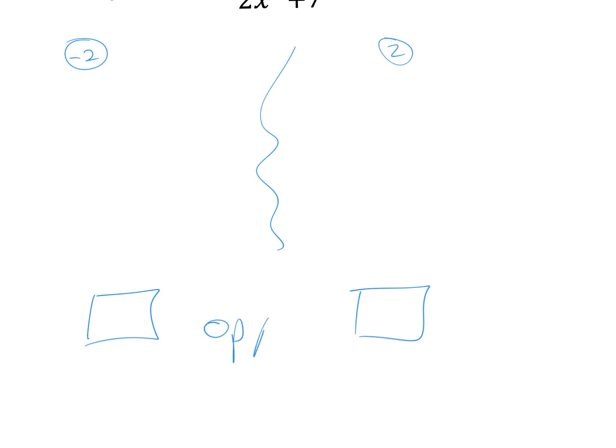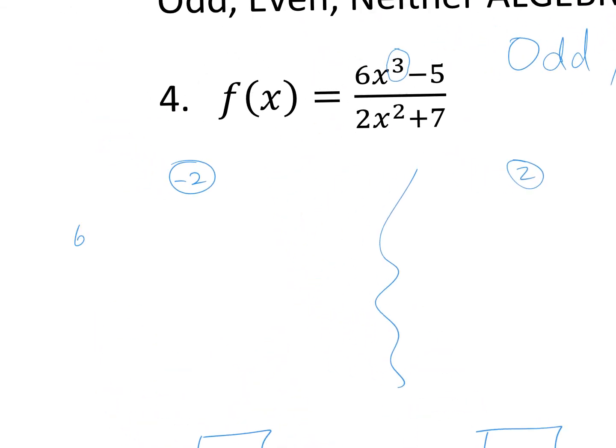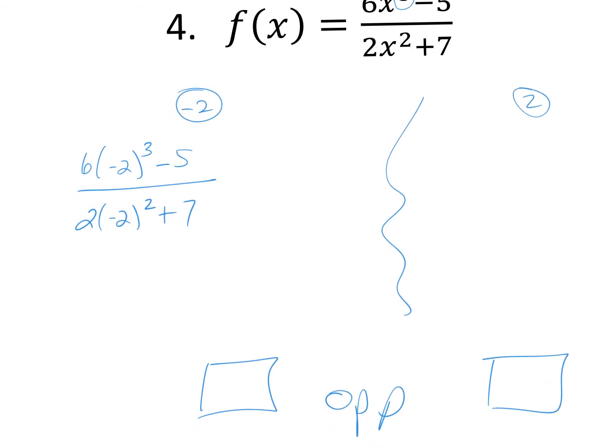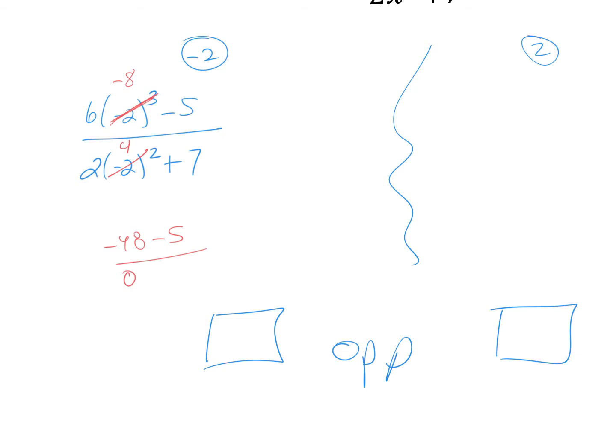Opposites, okay? So if I plug in -2, guys, just take your time, use parentheses. 6 times -2 cubed minus 5 over 2 times -2 squared plus 7. So as we simplify, exponents first, what's -2 cubed? -8, good. And then -8 times 6 is -48 minus 5 in the numerator. In your denominator, you have -2 squared, which is 4. 4 times 2 is 8, plus 7. What is negative 48 minus 5? Good. Negative 53 over what?